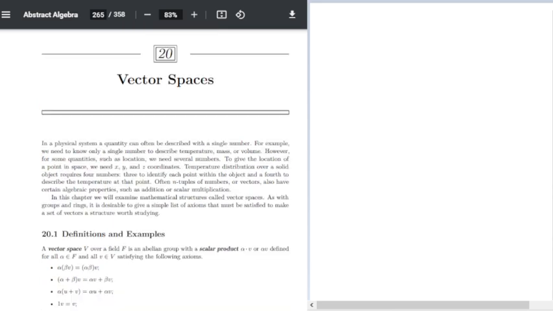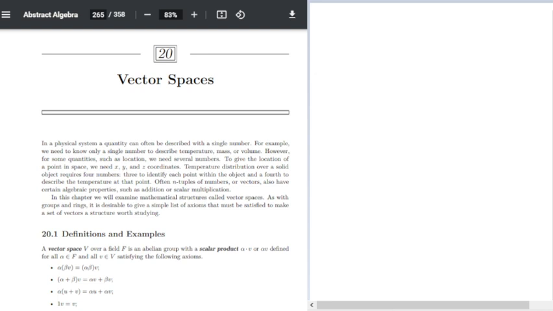Chapter 20. Vector spaces. In a physical system, a quantity can often be described with a single number. For example, we need to know only a single number to describe the temperature, mass, or volume. However, for some quantities, such as location, we need several numbers. To give the location of a point in space, we need x, y, and z coordinates. Temperature distributions over a solid object require 4 numbers, 3 to identify each point within the object, and a 4th to describe the temperature at that point.